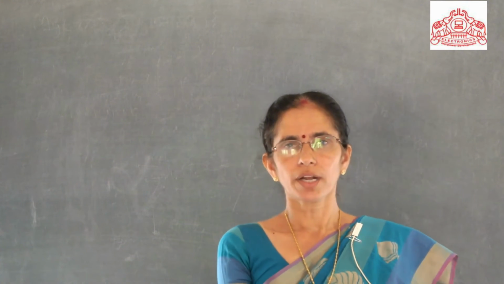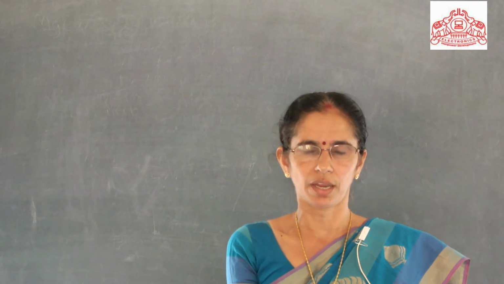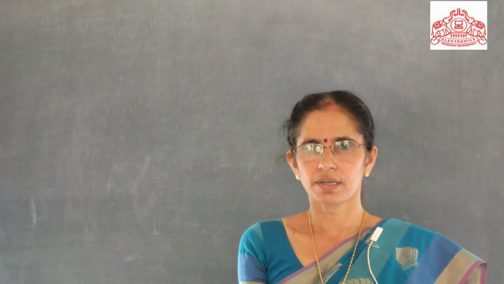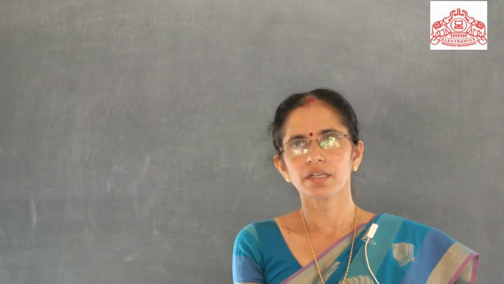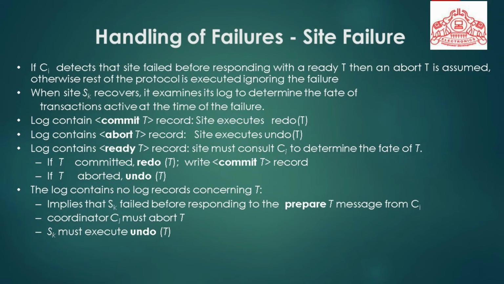Now, suppose the log contains a ready T. Then the site should consult the coordinator to determine the fate of transaction T. If T was committed, or the coordinator has notified that T was committed, then the site should redo T and should write a commit T record in its log. In the other case, if it was an abort, then the transaction should be aborted and a log record undo T should be forced to its stable storage.